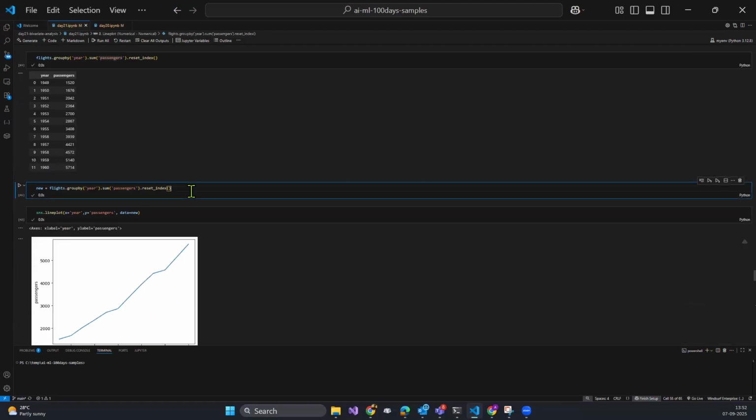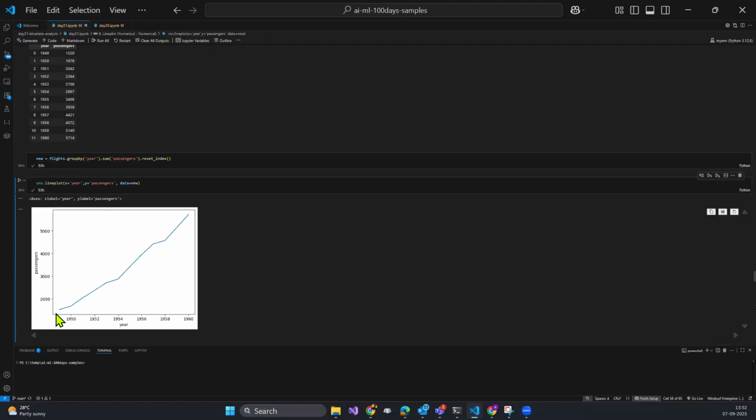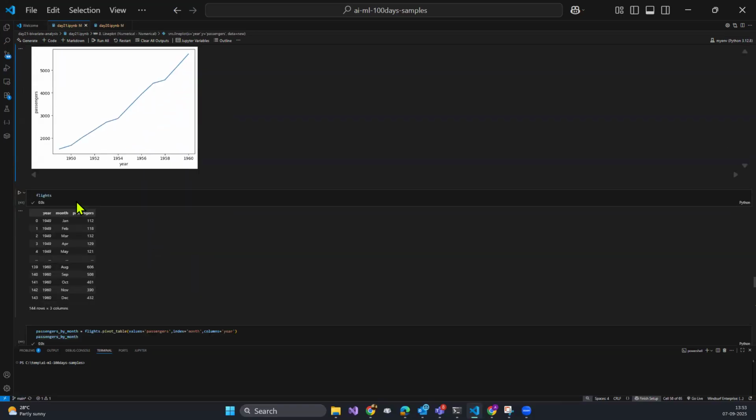But when I plot this in a line plot, I'm able to see it clearly that over a period of time, as the year increases, the number of passengers increases. Here we can see some dip, but again from here to here, it slowed down. Not down, it slowed down. Right? So this is one.